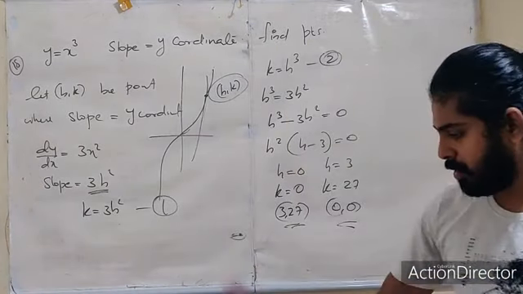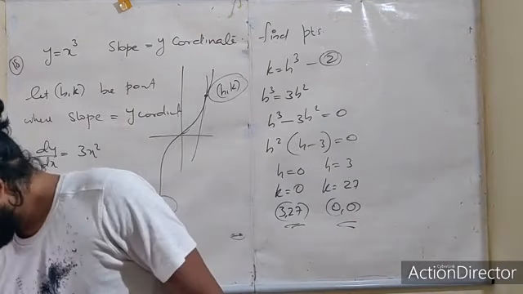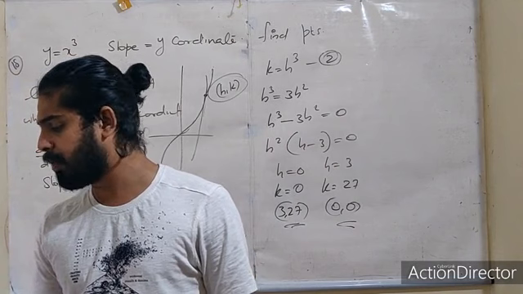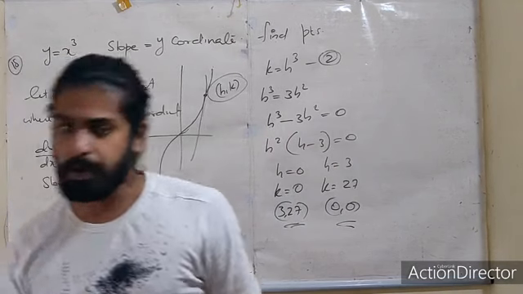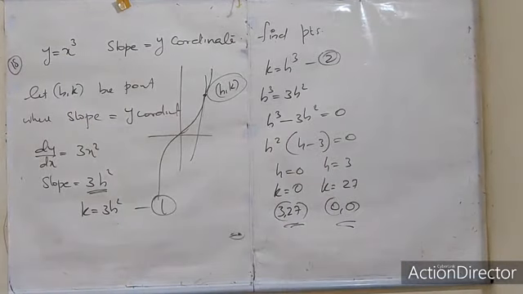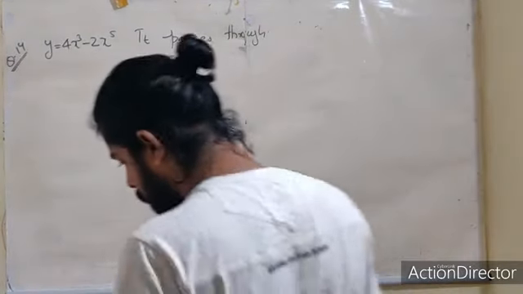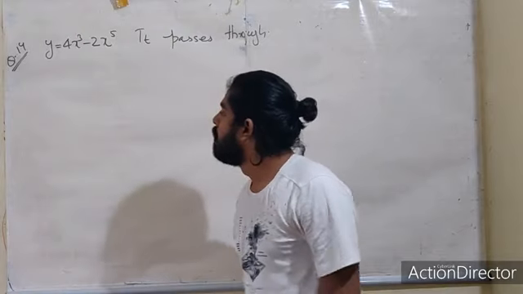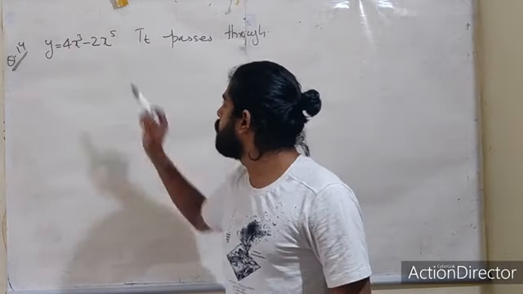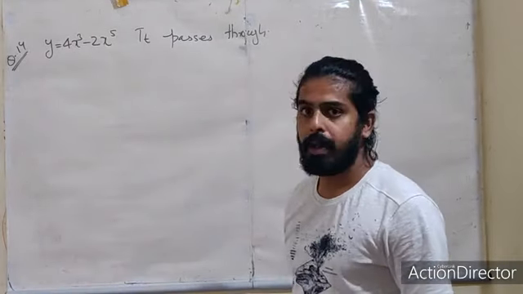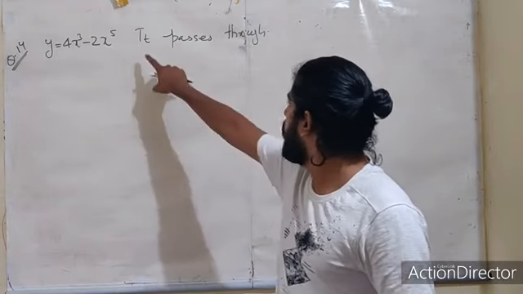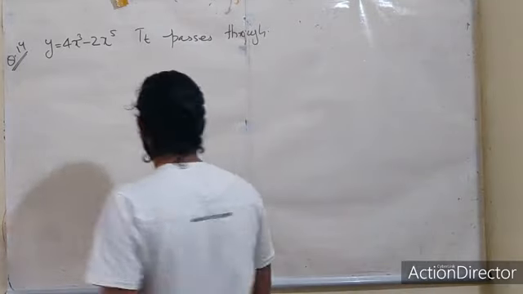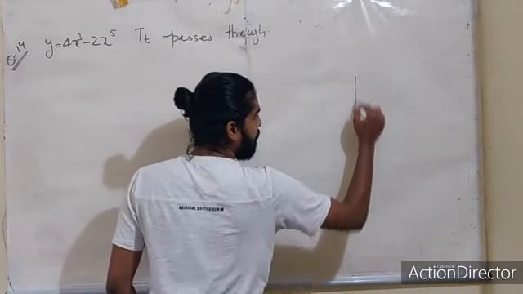Let's move to the next question. The very next question: for the curve y equal to 4x cube minus 2x raised to 5, find all the points at which the tangent passes through the origin. Next question is question number 19. Find the point on the curve y is equal to 4x cube minus 2x raised to 5 at which the tangent passes through the origin.